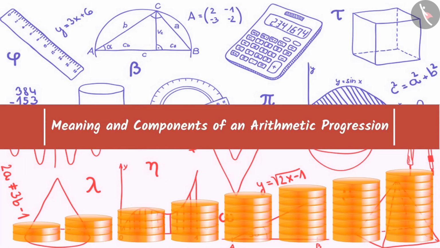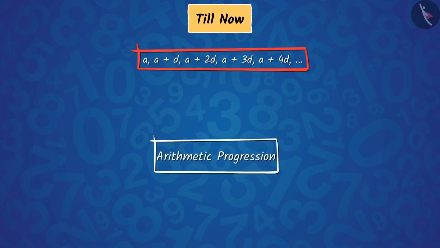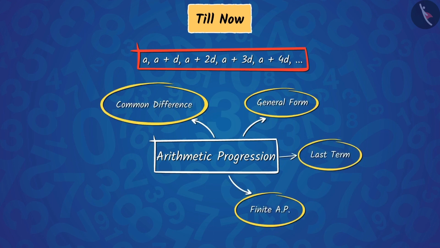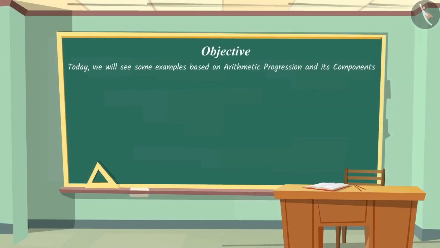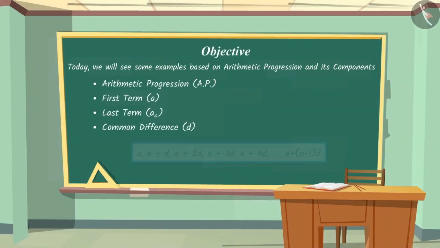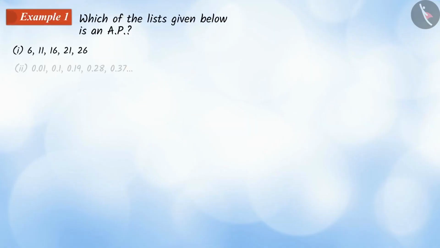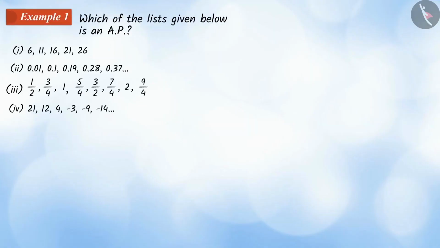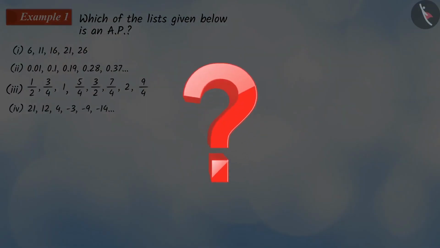Welcome to this video. In the previous video, we learnt about arithmetic progression and its components. Today, we will see some examples based on this. Which of the lists given below is an AP? Can you tell how to find this?